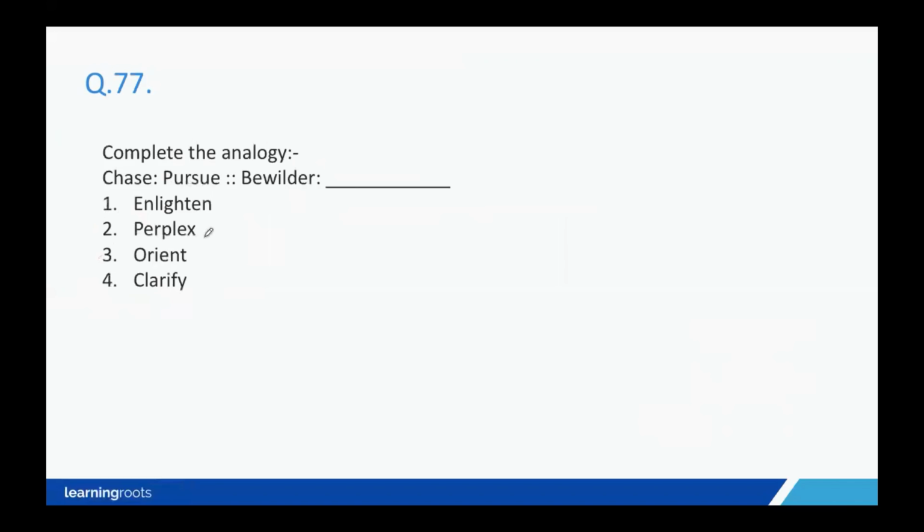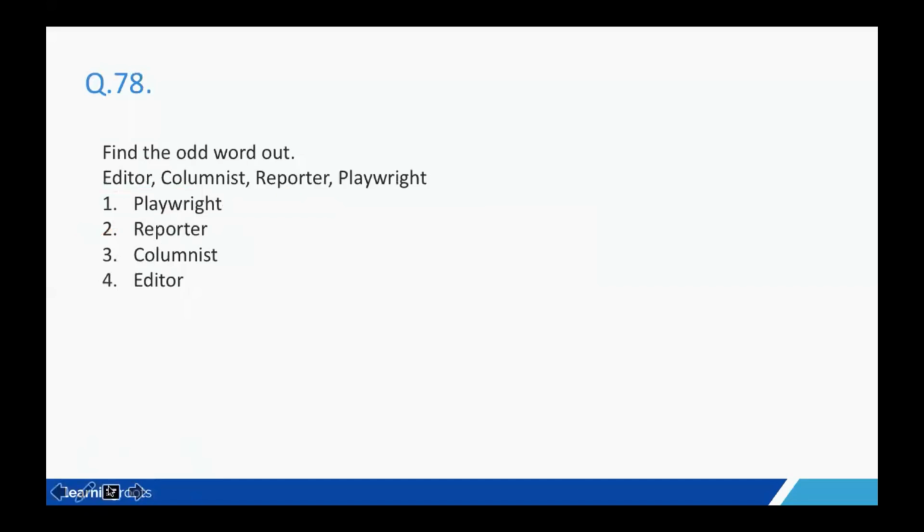Completing the analogy, chase is to pursue, which basically means that you are having synonyms. So the synonym in the options which is the same as bewilder will be perplex. To be perplexed is to be bewildered. Finding the odd one out: editor, columnist, reporter, playwright. It has to be playwright because all of the remaining 3 pertain to people working in a newspaper. A playwright will not be working in a newspaper. It may not always be the case, but these 3 always will be. So playwright is the answer in this case.